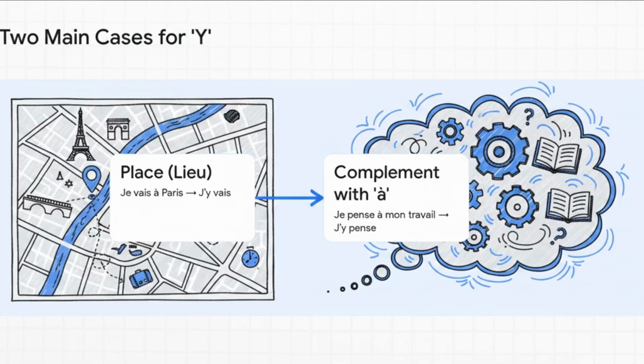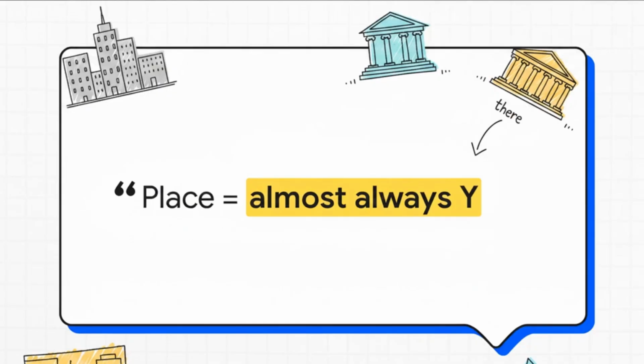I'm thinking about it. And just like we had a shortcut for en, here's the one for y. It's so simple. If you're talking about a place, it's almost always y. Seriously. If what you're replacing is a location, a city, a room, the store, even just the word there, your brain should just immediately go to y.